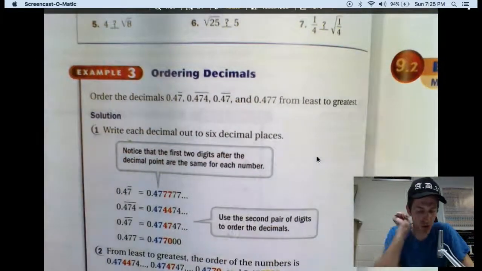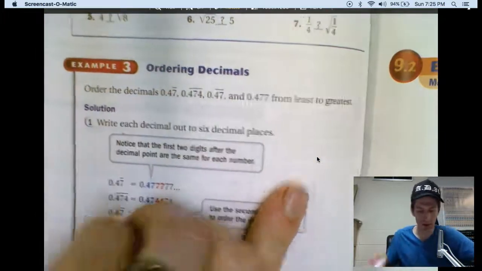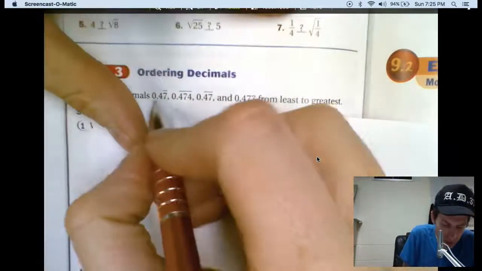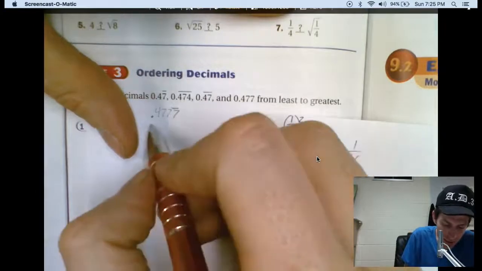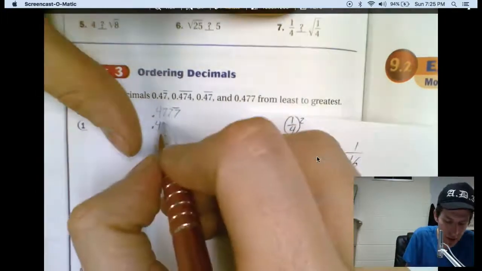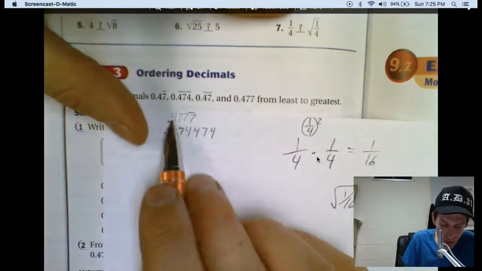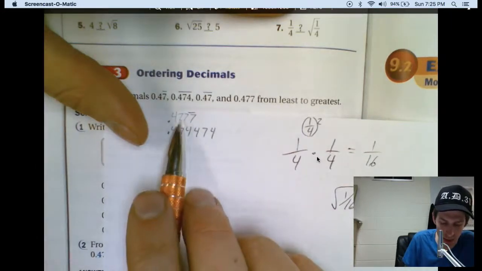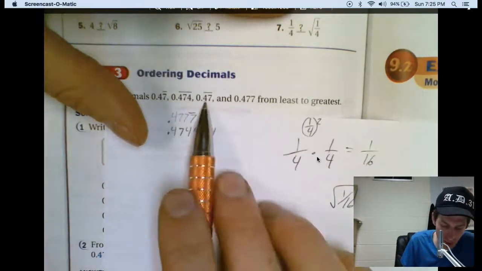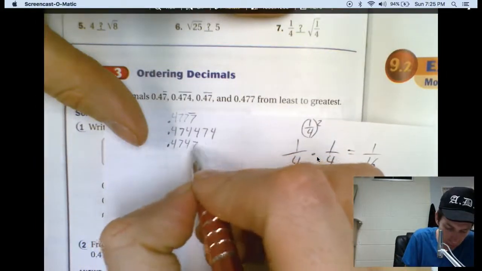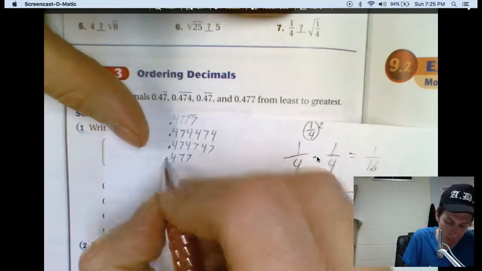Order the decimals from least to greatest. Okay. Well, this is 0.47777 repeating, right? This is 0.474474. Which one is bigger out of these two? The top one is bigger, right? Because this goes 474, this one's 477. So that one's bigger. Then 0.47 repeating, 474747. And then 0.477.